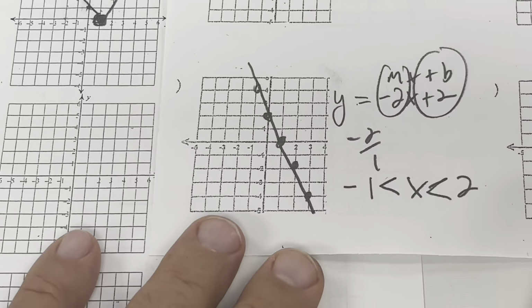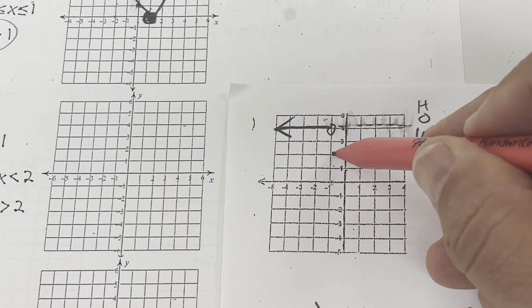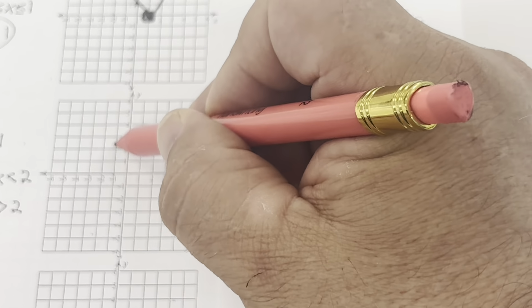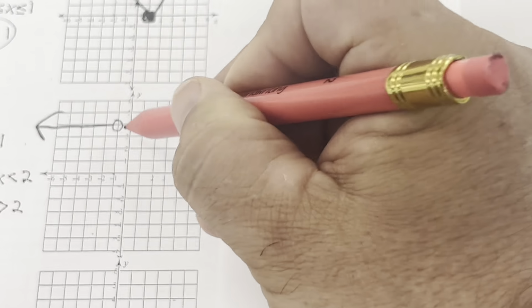The next graph, we have to copy this graph down. So I go left 1, up 1, 2, 3, 4. Left 1, up 1, 2, 3, 4. Open circle, arrow pointing out to the left.